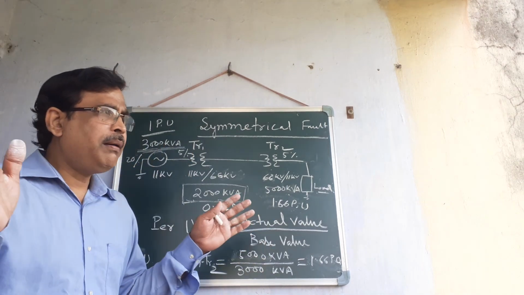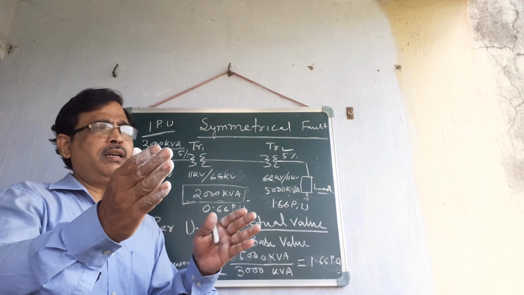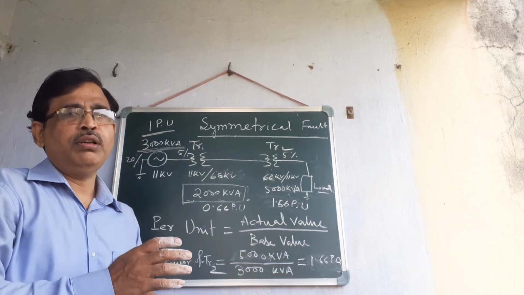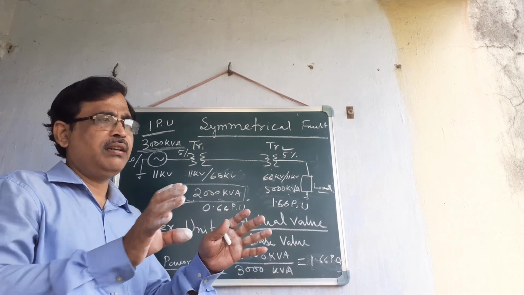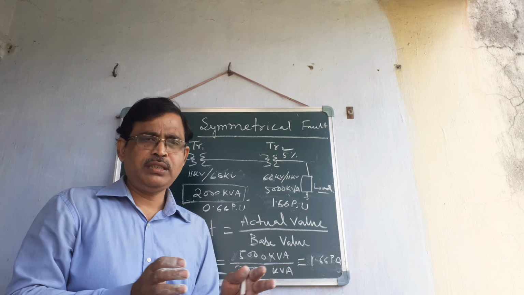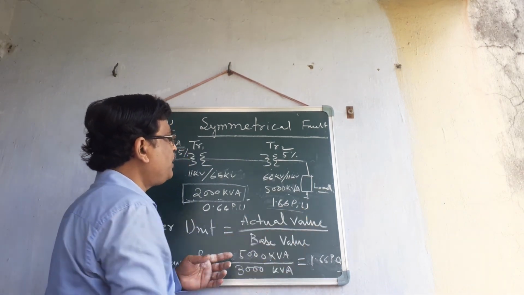That means all the values are more or less close to 1, a little bit less than 1 or a little bit more than 1. So the calculation will be very, very easy. The figures will be very small. No more tedious calculation is required. Calculation will be very less.